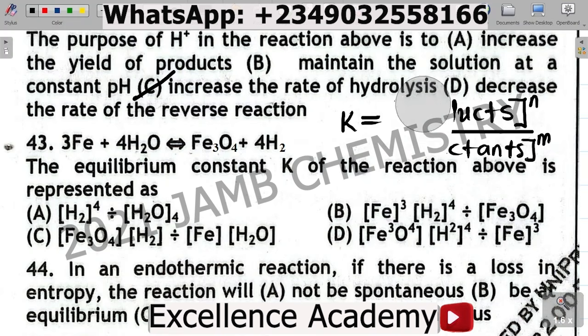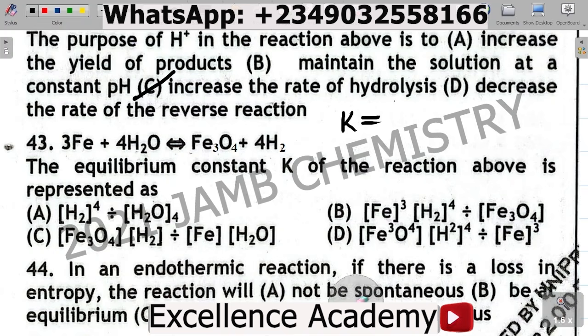For this question, the equilibrium constant K will be equal to, let's start with products. For the product part, we have this and this one here. Let's take the first one, which is Fe3O4. You open a square bracket, Fe3O4. This will be raised to the power of its coefficient, which is 1, right? So it will be raised to power 1, which is the same thing as just this.